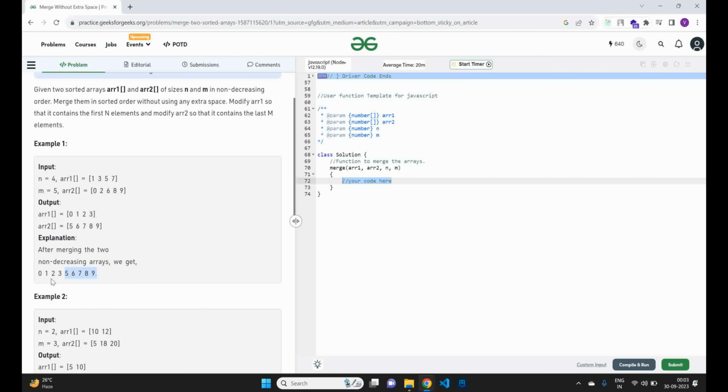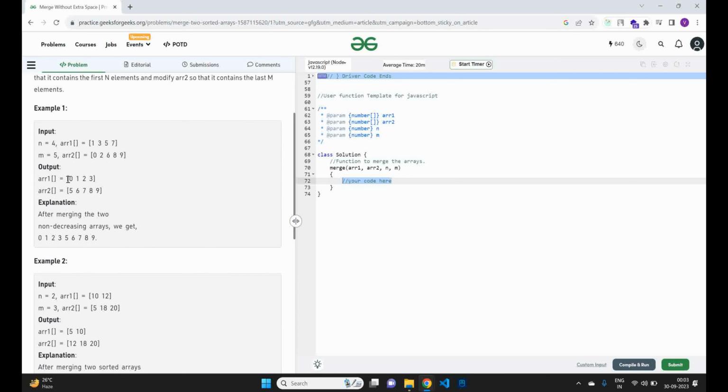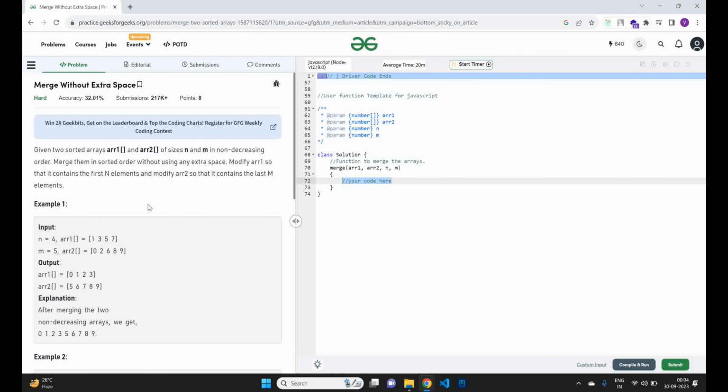And the condition given here is we don't need to use extra space. That means array 1 should look like this and array 2 should look like this. We don't need to create any third array. That is our question.